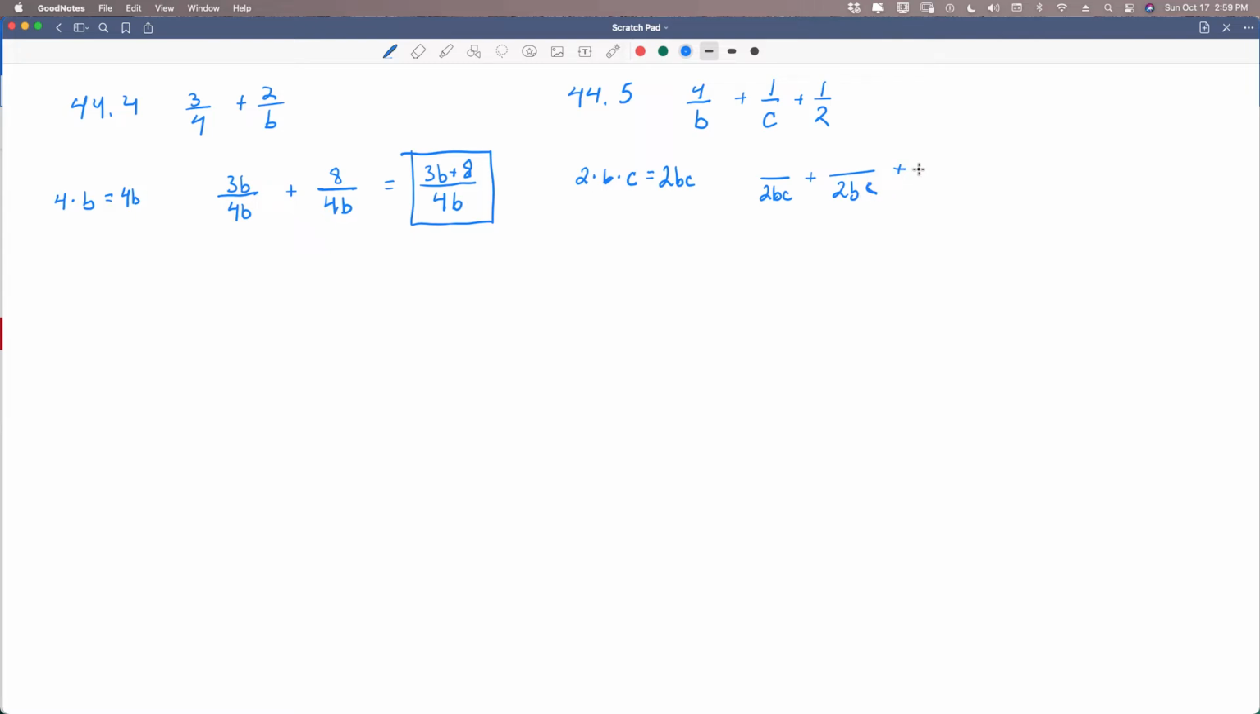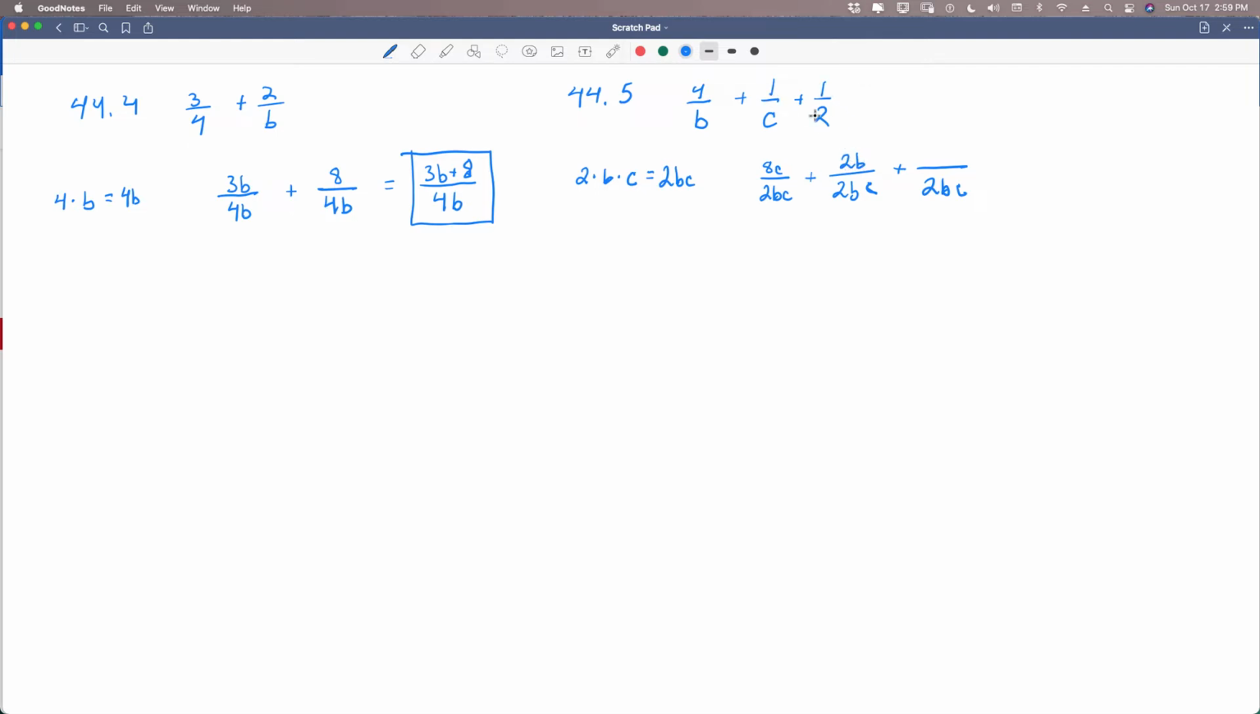It's supposed to be a c. All right, so we have to multiply the top and the bottom by 2c because we already have a b. So 2c times 4 is going to be 8c. All right, now we have to multiply this times the 2 and the b because it already has a c. So 2b times 1 is 2b.